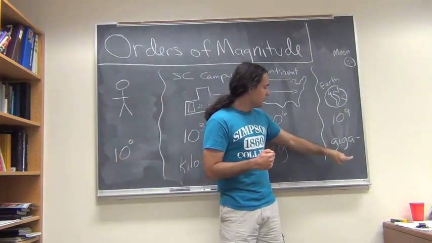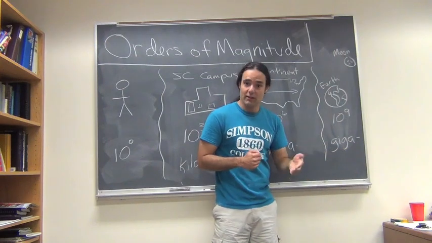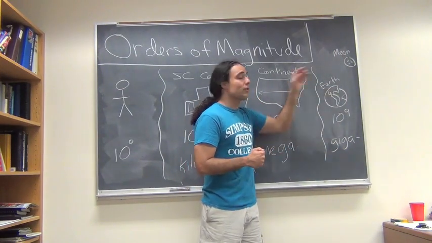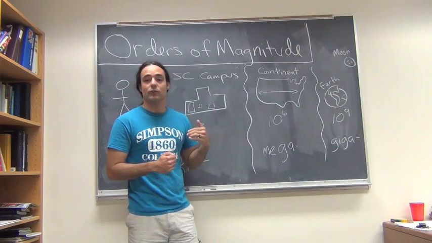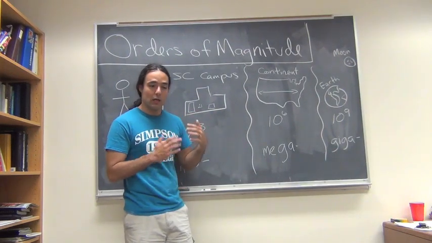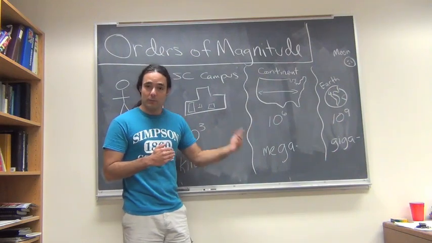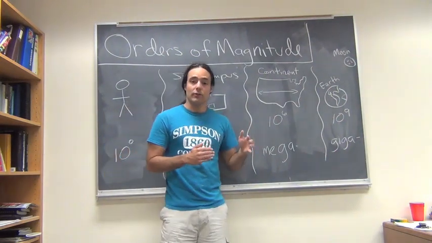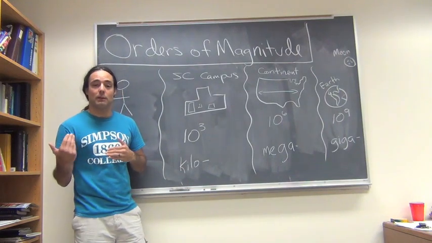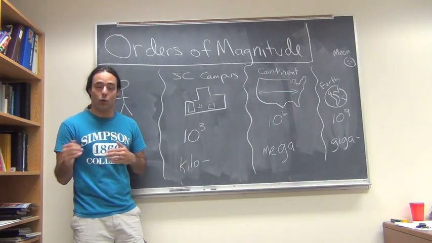If we start getting into gigameters, that's 10 to the 9. That's like the Earth to Moon distance. So the distance from the Earth to the Moon is about 1/3 of a gigameter. We could keep going with this for bigger and bigger numbers. There are more prefixes. These are the common ones that you hear a lot. So these are the ones that I'm going to expect you to know.